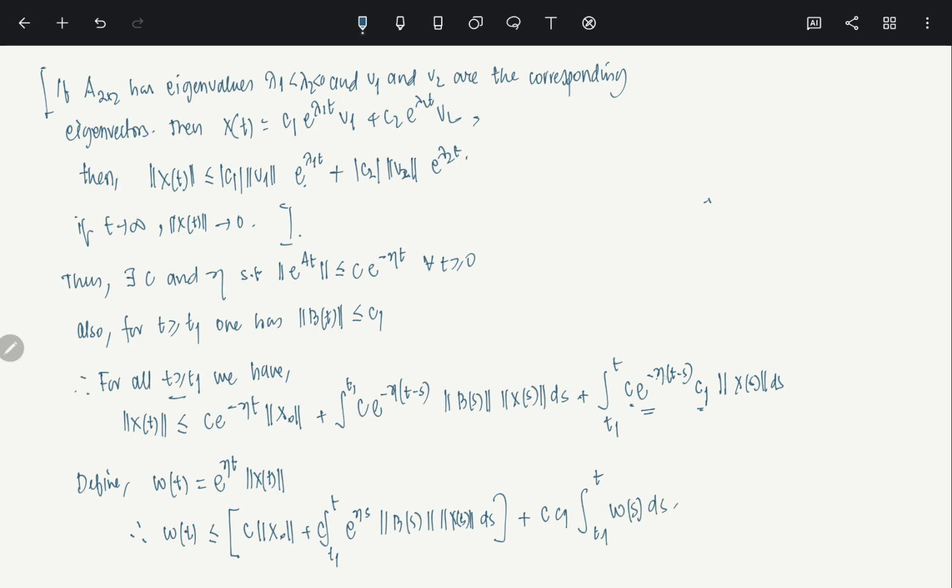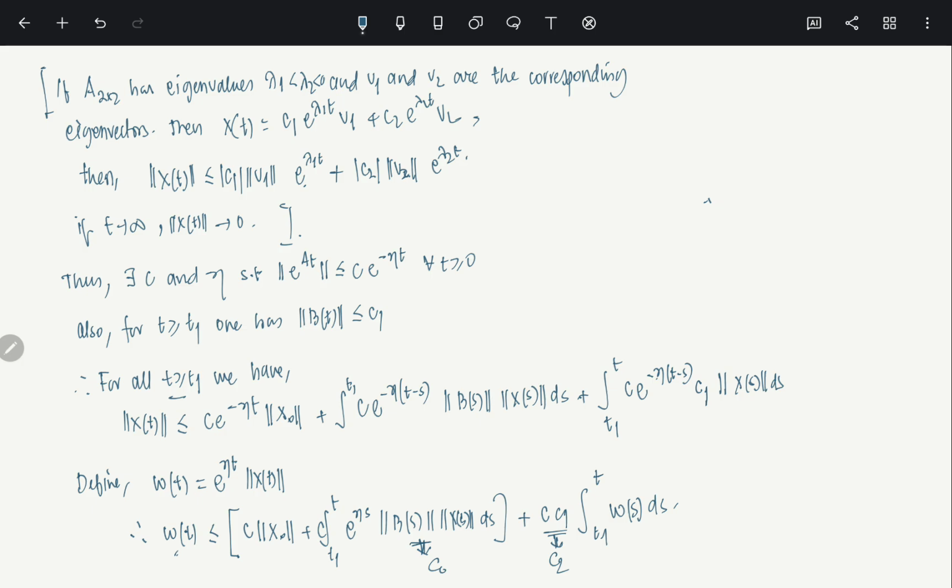See, e to the power minus eta t goes that way, right? So minus e to the power minus eta t times x of t is w of t, which is this. Now I have e to the power eta s there. E to the power eta s times norm x of s is nothing but w of s. So I just wrote w of s. Sorry for the confusion. Now what does that imply? Let's just call this particular term C naught, and let's call this term C2. C1 is already there.